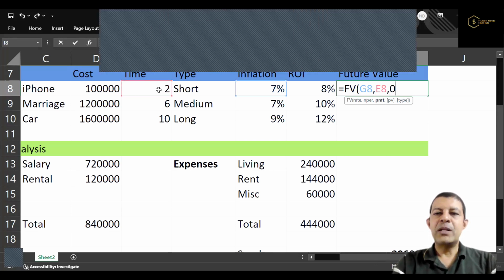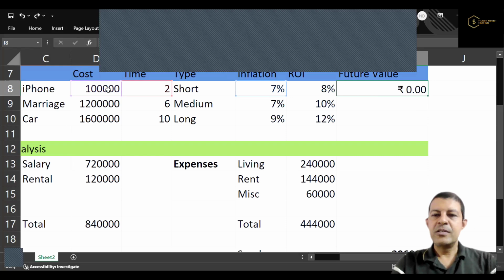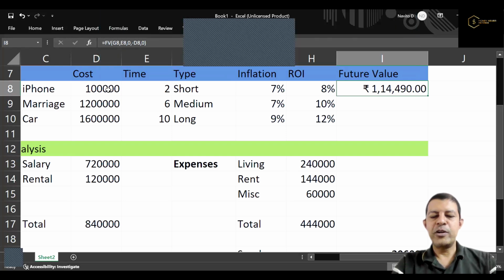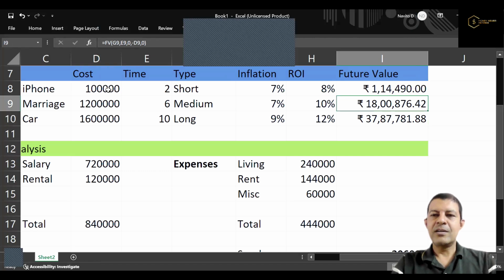And then there is no monthly cost considered. This is just a one-time cost, so we put the cost as one time. And the future value of 0 is at the end of the year. So this is what the future value of that particular goal is going to look like: 1,14,000. Similarly, we do it for marriage and we do it for the car.